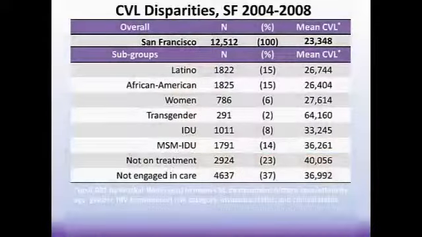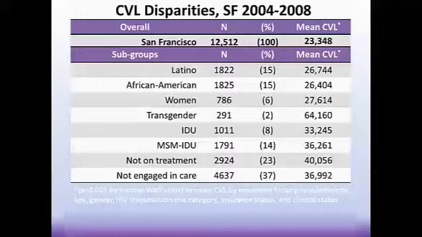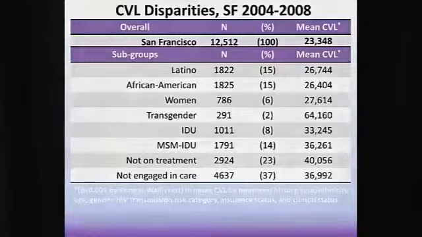So these are some old numbers that many of you have seen, but I'm showing them again because they highlight disparities. In San Francisco, when we looked at a period estimate using all our data from 2004 to 2008, a snapshot of that time period, our average viral load in the city was 23,000. We had some disparities among people of color. Women only made up 6% of this data set, but had a higher viral load than the average San Francisco mean. IDU and men who have sex with men who are also IDU have higher viral loads. And of course, those who weren't on treatment and those who weren't engaged in care had a higher average viral load. So I think that the CVL marker is a biologic marker of disparity.